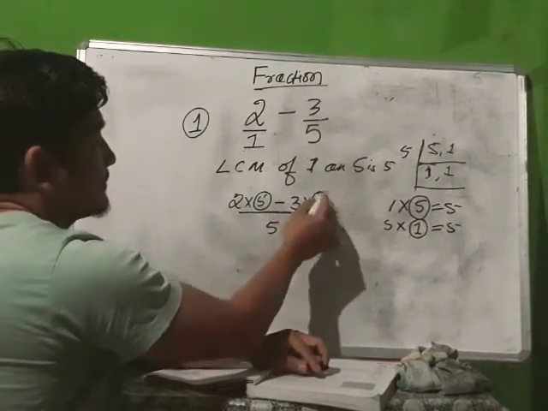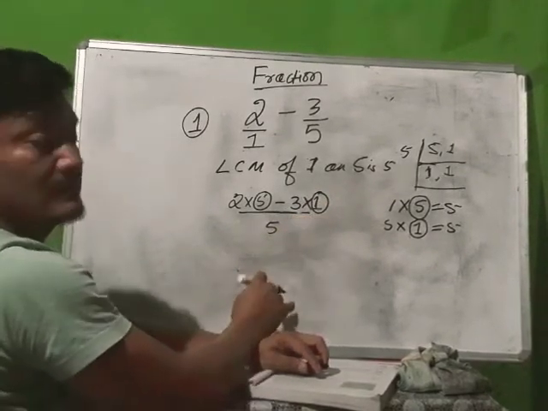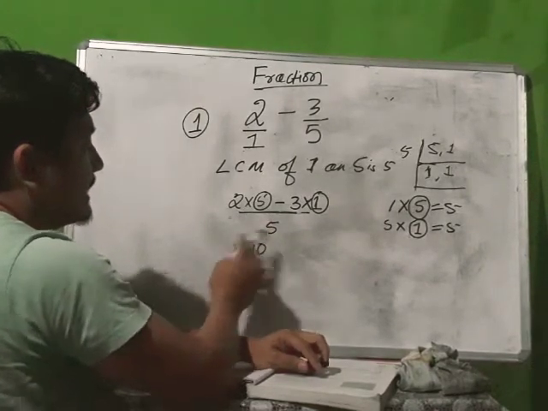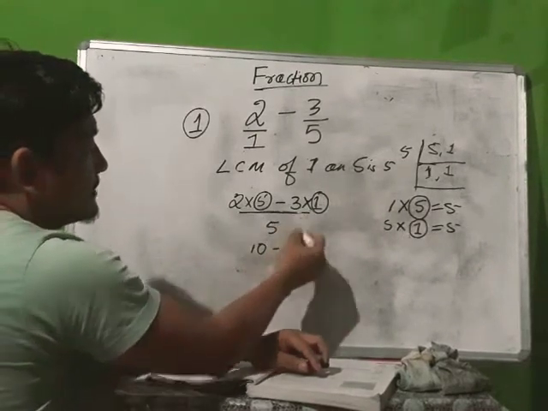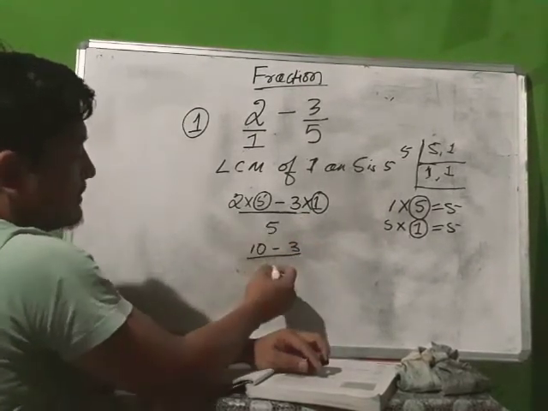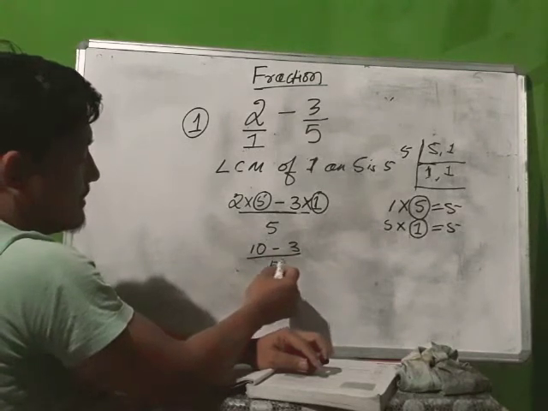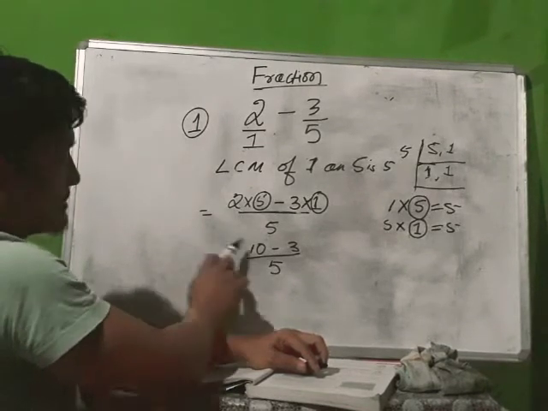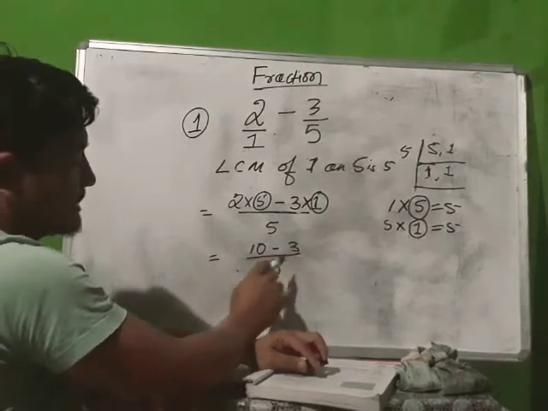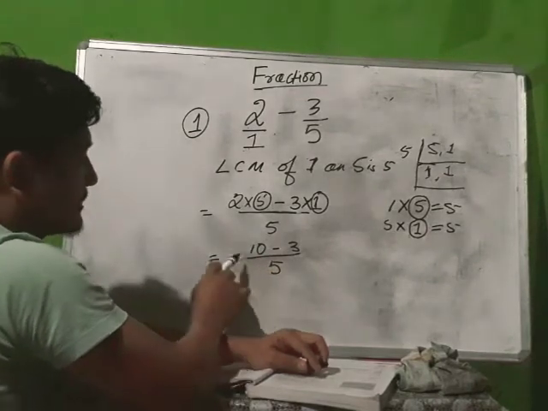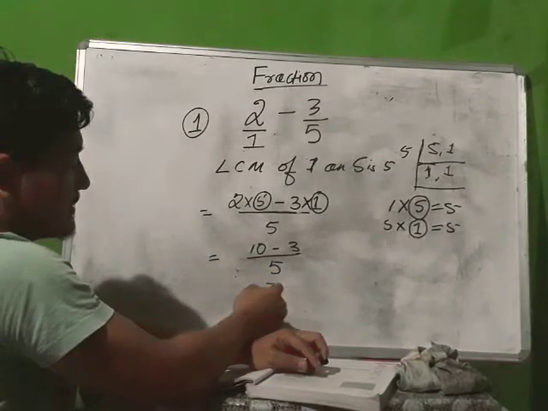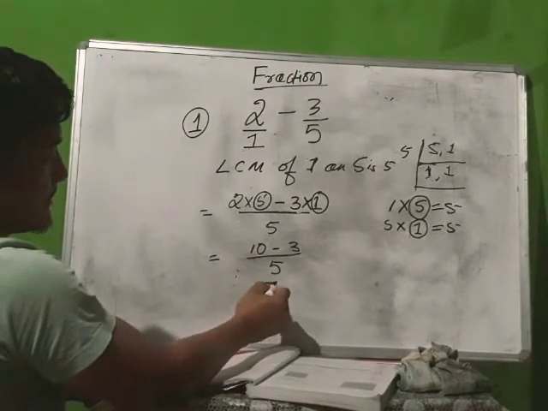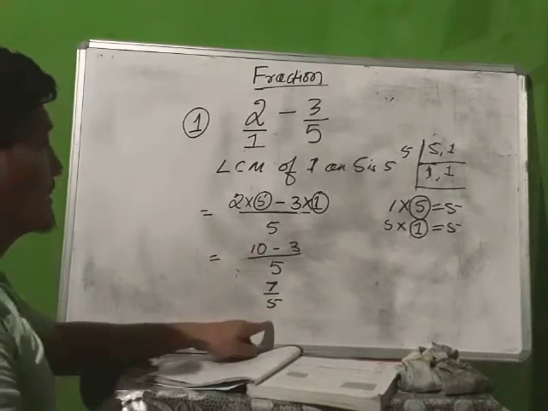So how did this 5 and 1 come? Did you understand now? So once you get this, you just multiply it. You will get 10. 2 into 5 is 10 and 3 into 1 is 3, and the bottom has 5. So don't forget to write equals to here. Okay, so 10 minus 3, sorry, 10 minus 3 and 5. When you subtract this, you will get 7. I hope you all can see 7. You will write 7 here and 5. So this is the answer.